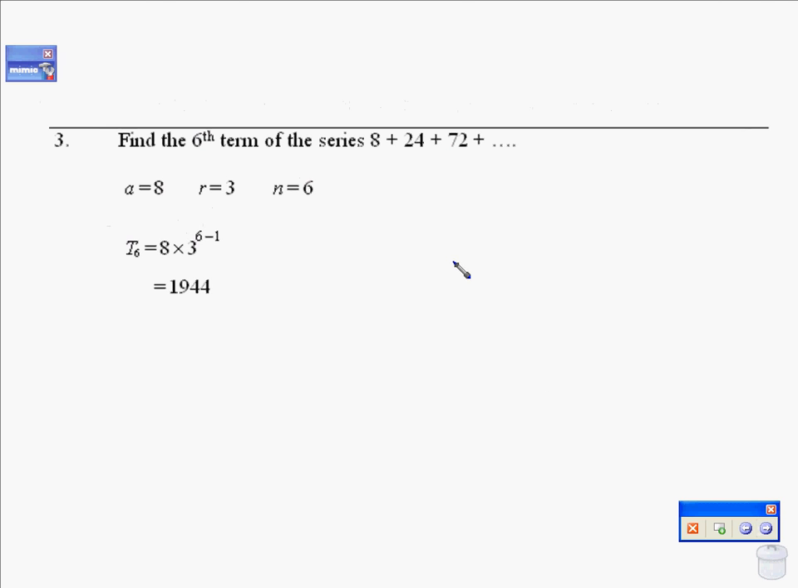Find the 6th term in this series: 8, 24, 72. So a would be 8, r would be 3 because 24 divided by 8 is 3, and we want 6 terms in the series. Apply the formula, which gives 1944.